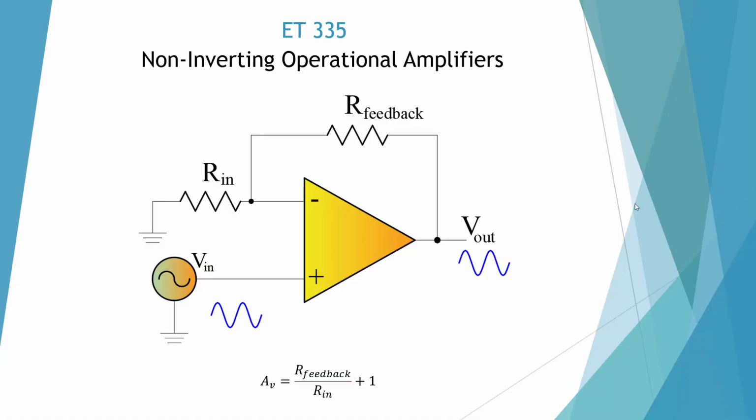Here I'm showing a non-inverting amplifier. What makes this a non-inverting amplifier is that our voltage input goes into our non-inverting side. Our formula is R feedback over Rin, plus 1. So it's going to be our regular feedback ratio plus 1. Since this is going into our non-inverting side, our signal is going to be the same. So it's in phase, so if it's plus, it's going to come out plus.